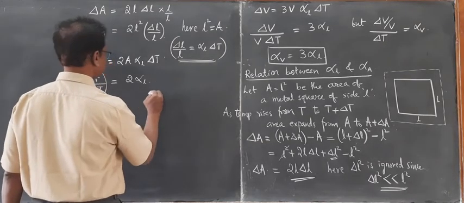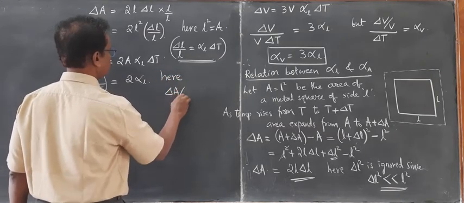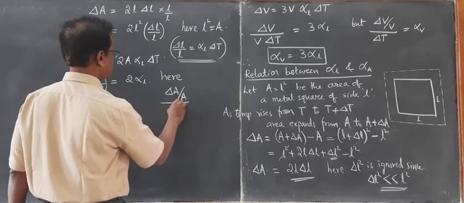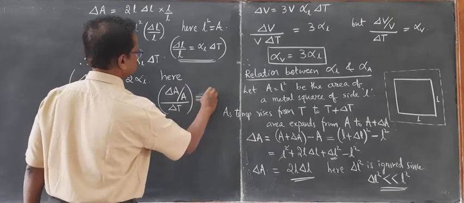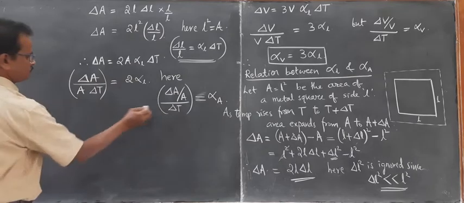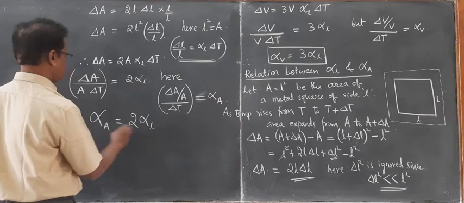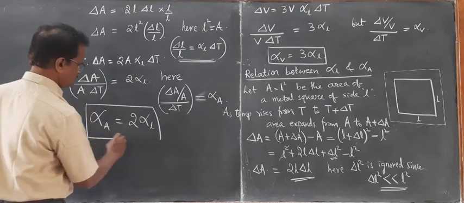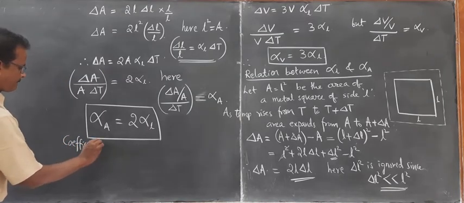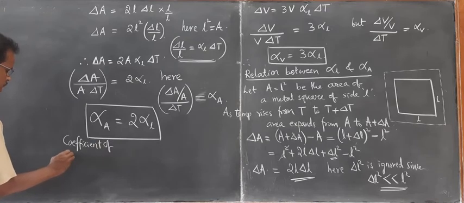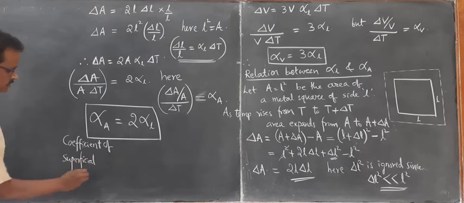Here, delta A by A delta T is equal to alpha A. Therefore, substituting this, alpha A is equal to 2 times alpha L. So this is the relation between the coefficient of superficial expansion, or areal expansion, and the coefficient of linear expansion.